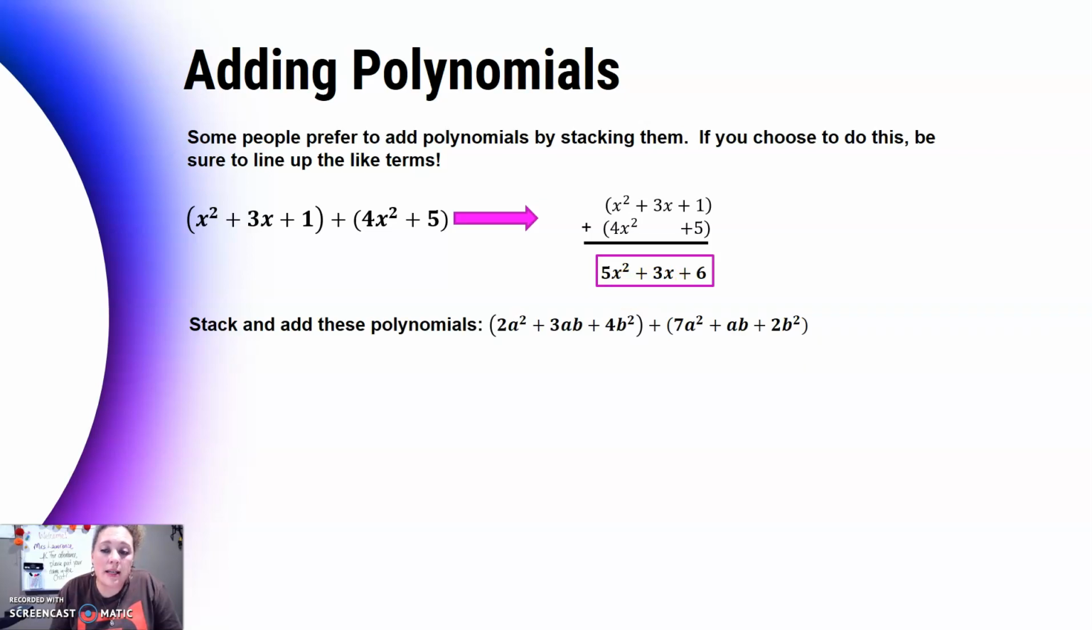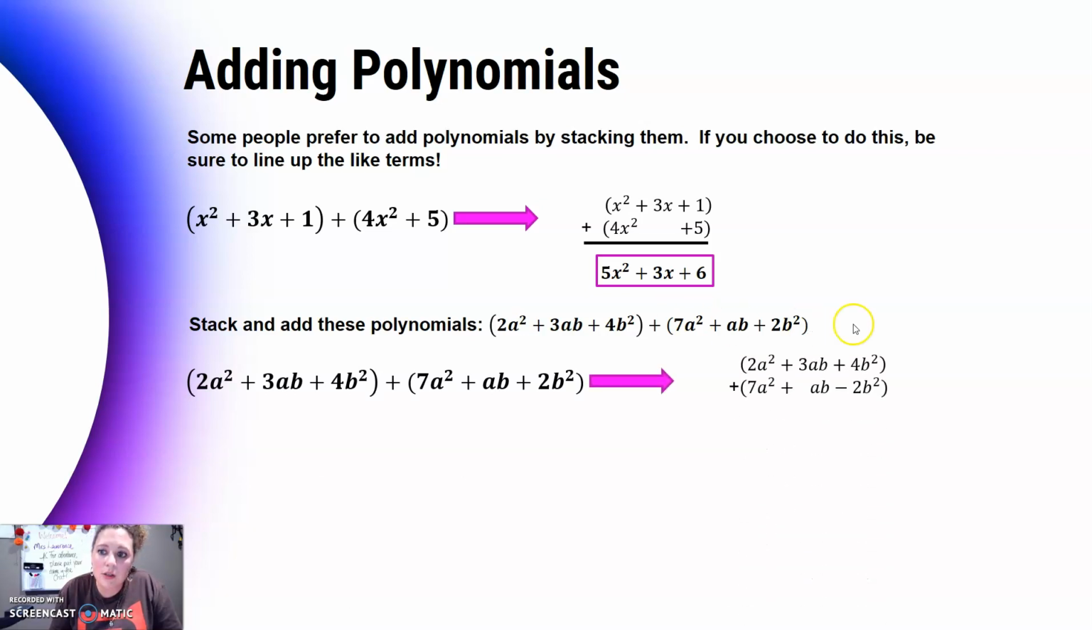So go ahead, let's try stacking these polynomials. Again, making sure that we line up our like terms. So I have 2a squared and 7a squared, they're going to be stacked. 3ab and just ab, they're stacked. And then 4b squared minus 2b squared. I've now noticed, looking at this, this is an error. All of this should be a minus sign here. This should be a minus sign here. I'm correct down here. I failed to change that, but that's okay. We're going to roll with it.